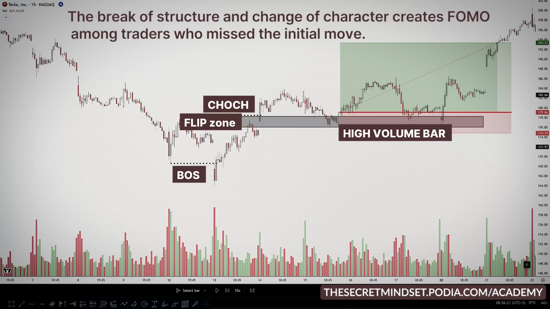The break of structure and change of character creates a fear of missing out among traders who missed the initial move. This often leads to a strong trend as more and more traders pile in, and the pullback to the last supply area provides a relatively low-risk entry point. The stop loss can be placed just below this area.